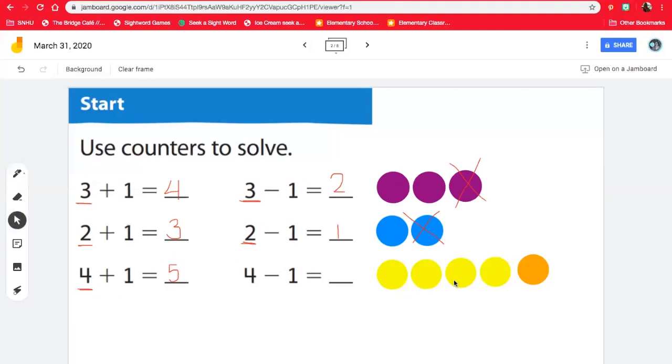Now let's do 4 take away 1. I have 4 yellow counters. Let's take away 1. How many counters do I have left? 1, 2, 3. 4 take away 1 is 3, or 1 less than 4 is 3.